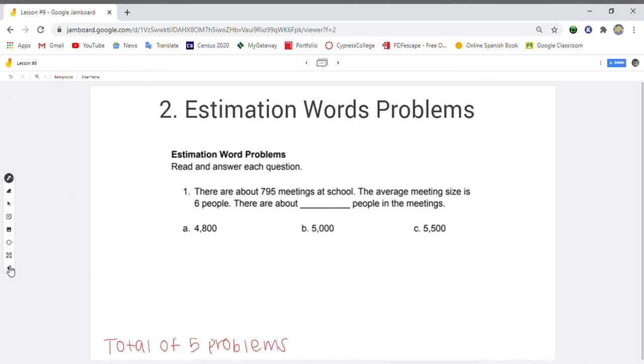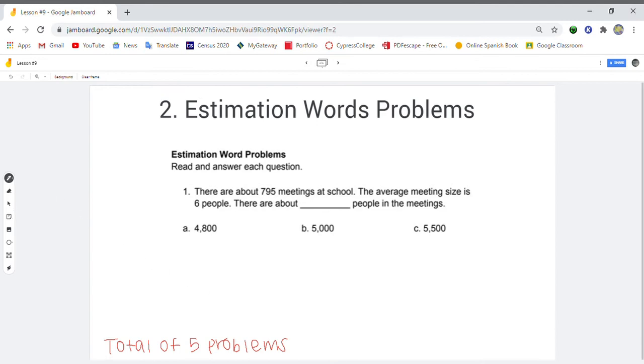So section number 2 is estimation word problems. We're going to read and answer each question. There are 5 questions, but I'm just going to go over number 1. It says, there are about 795 meetings at school. The average meeting size is 6 people. There are about blank people in the meetings. When solving word problems, you need to know what the problem is asking for, and you also need to know what the problem gives you.